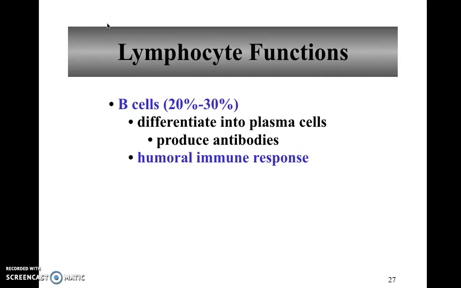B cells are about 20 to 30% of your lymphocytes. They play a role in what we call the humoral immune response, or the chemical immune response. B cells themselves don't directly attack and destroy foreign substances. They differentiate into plasma cells, which then can produce antibodies, chemicals that can inactivate, neutralize, or destroy foreign cells, foreign substances, toxins, and so on.